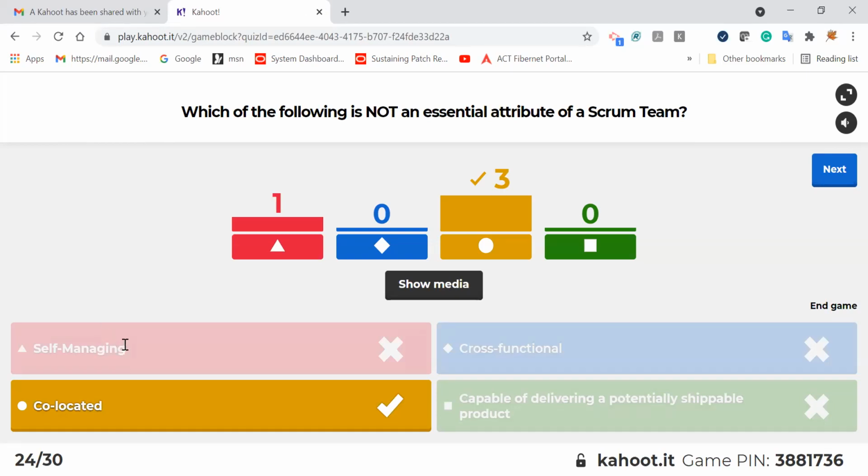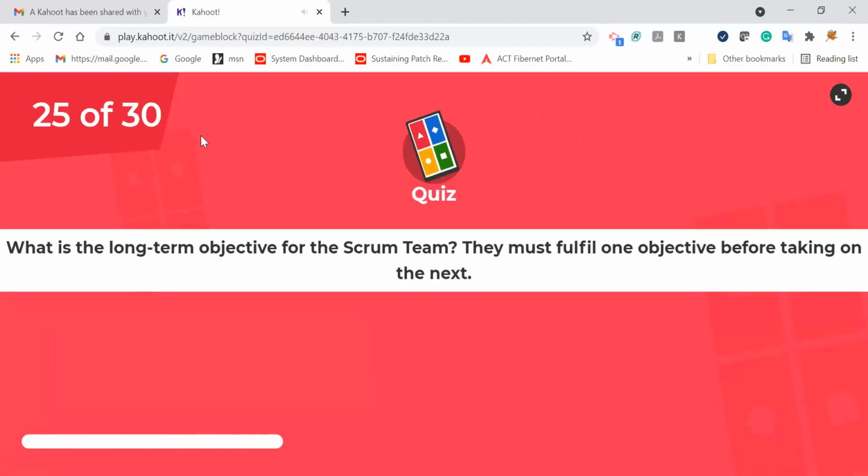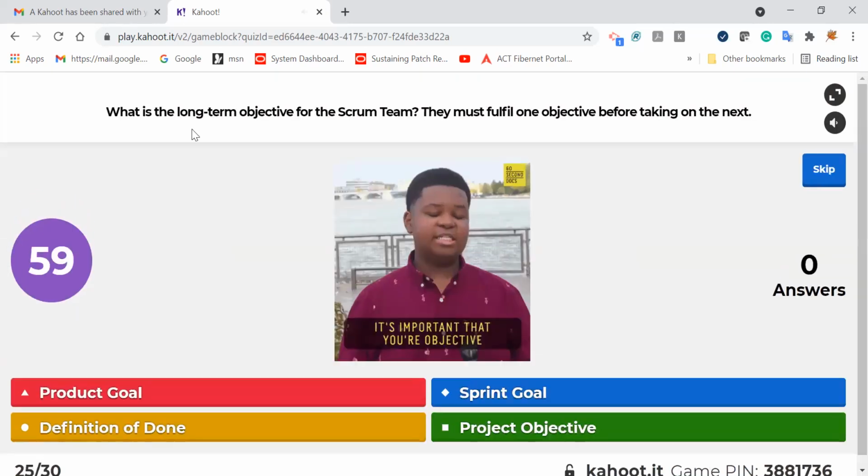The self-managing is very essential, because Scrum always says the team should be self-managing, cross-functional, and always deliver a potentially shippable product. So one is the wrong answer. What is the long-term objective for the Scrum team? They must fulfill one objective before taking on the next. It's the long-term objective.